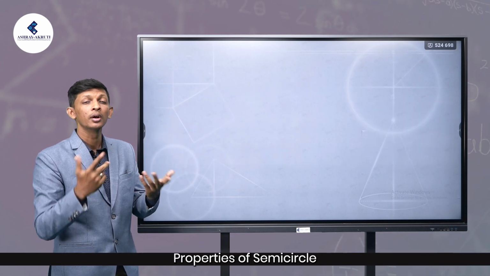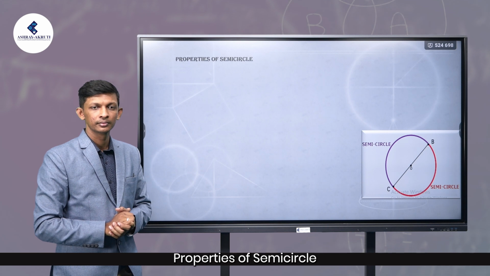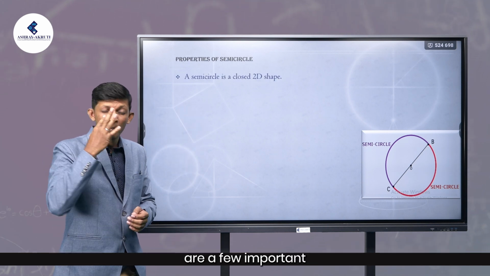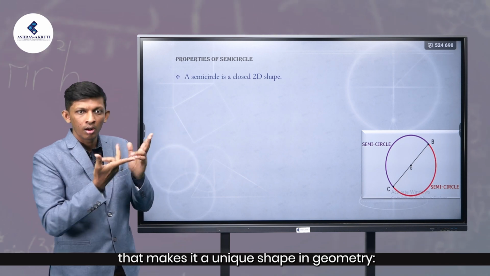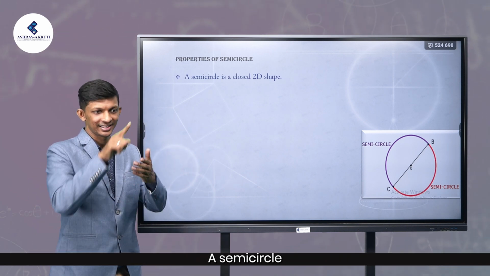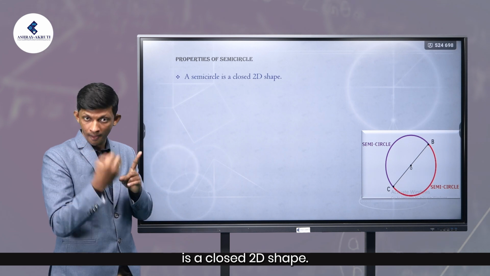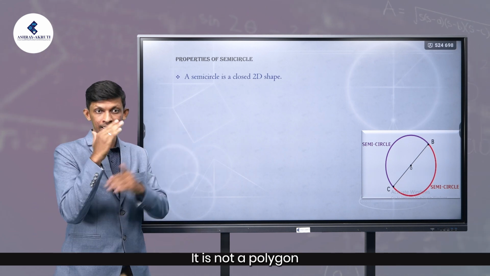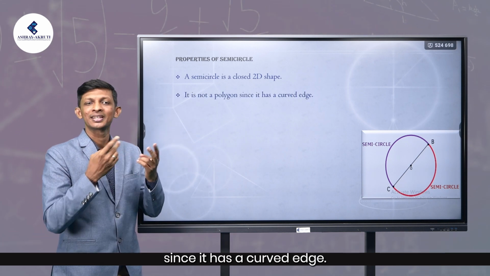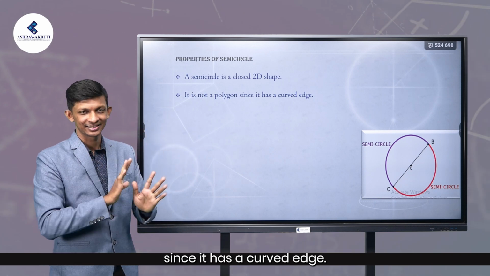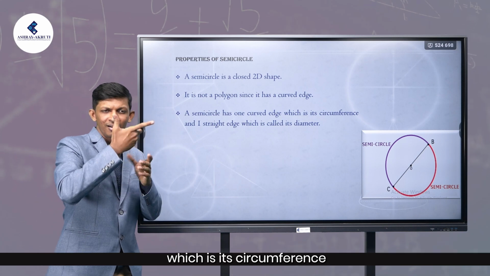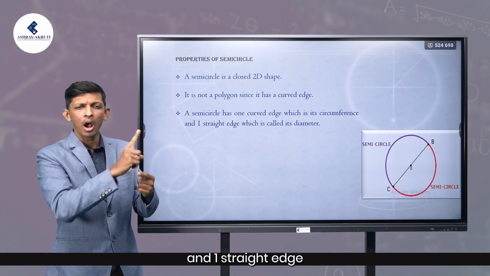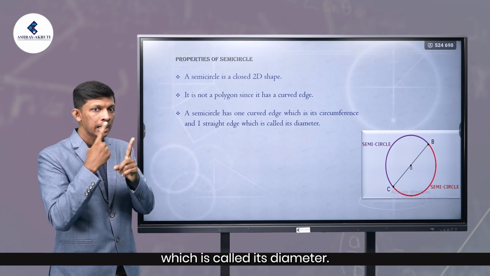Properties of semicircle. Listed below are a few important properties of a semicircle that makes it a unique shape in geometry. A semicircle is a closed 2D shape. It is not a polygon since it has a curved edge. A semicircle has one curved edge, which is its circumference, and one straight edge, which is called its diameter.